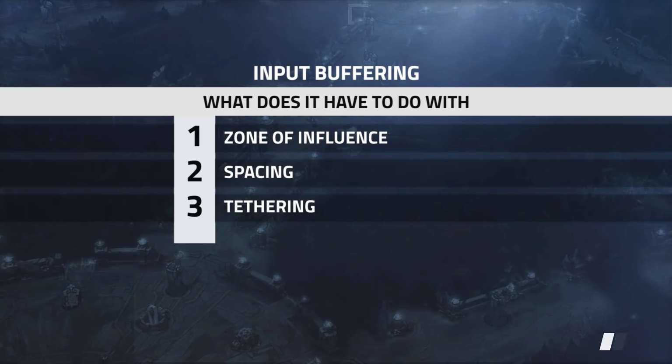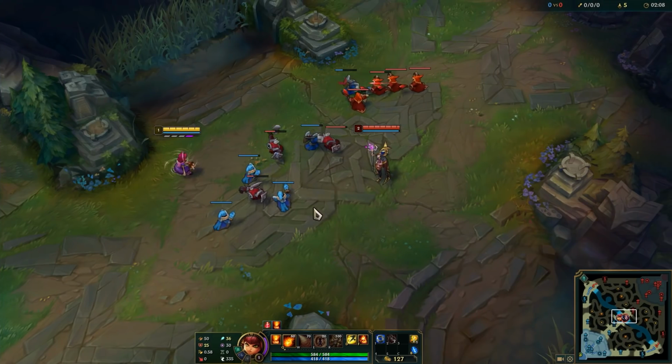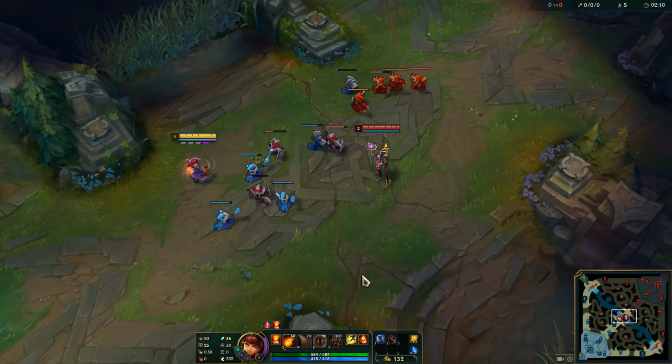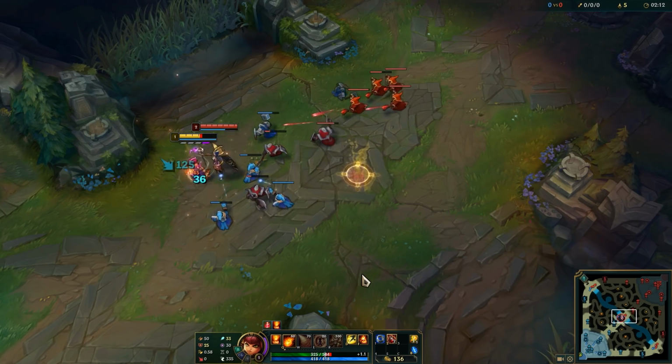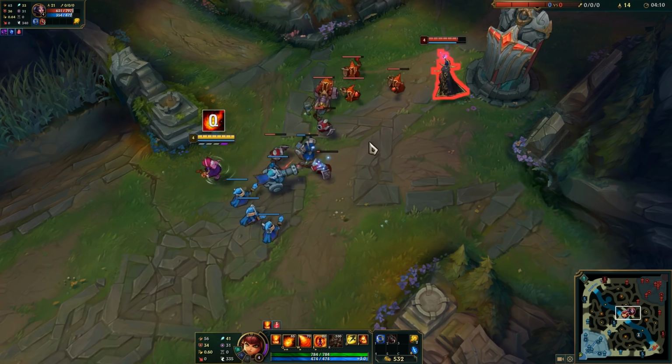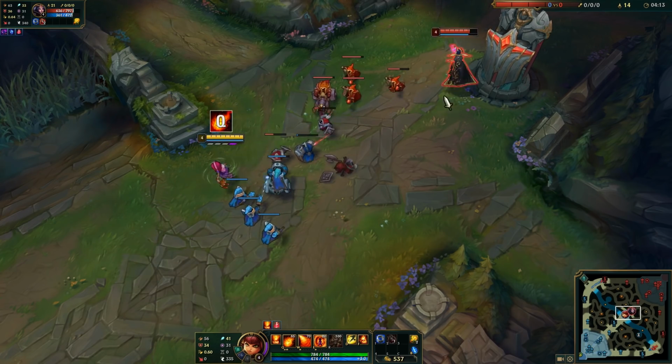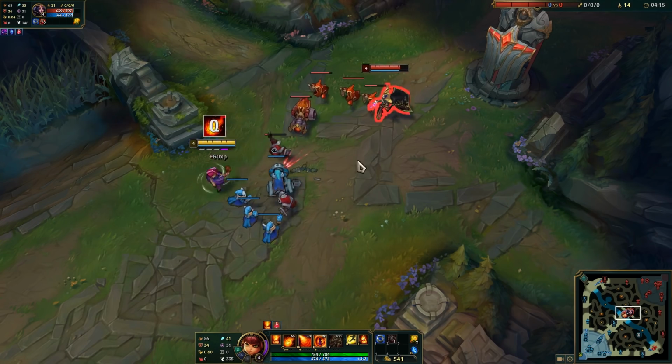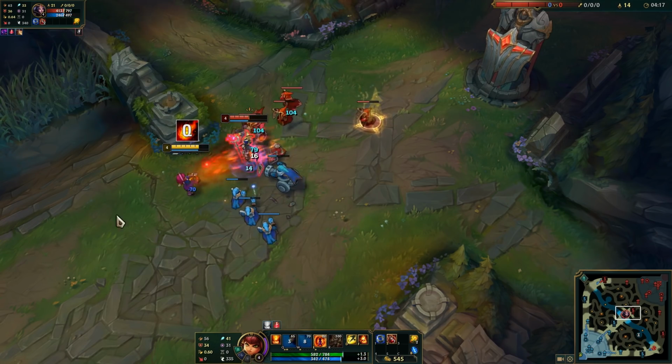Well, there's another way you can use input buffering in lane. For example, let's say you're playing Annie against LeBlanc. LeBlanc is going to want to jump in, quickly land her spells, and jump back out of your range. However, if we input buffer our Q ability by activating it on LeBlanc when she's outside of its range, then the second she jumps in range, Annie will cast it. This can be a useful technique when spacing.